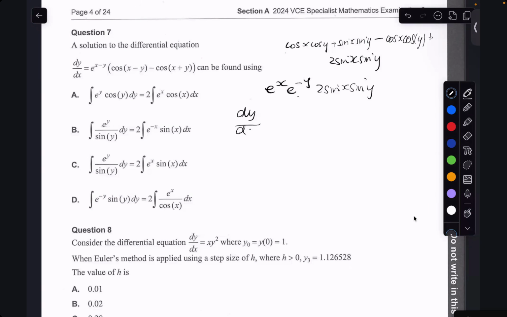Now, so what we can do is we can move the y's over. So that will be 1 over e to the negative y, which is e to the y over sine y dy. And that should be equal to e to the x times 2 sine x dx. And if you integrate both sides. So that, no, that's got a negative here. It's only positive. So that's the answer.